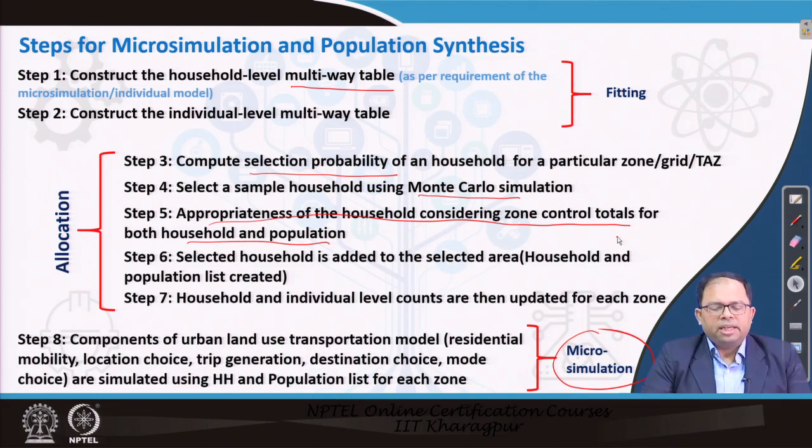So, the third stage is of course the microsimulation stage, where once we have created a list of synthetic population using this allocation strategy, then different components of urban land use transportation models, like residential mobility, location choice, trip generation, destination choice, and mode choice, are simulated using the household and population list for each zone. So, this is the microsimulation part.